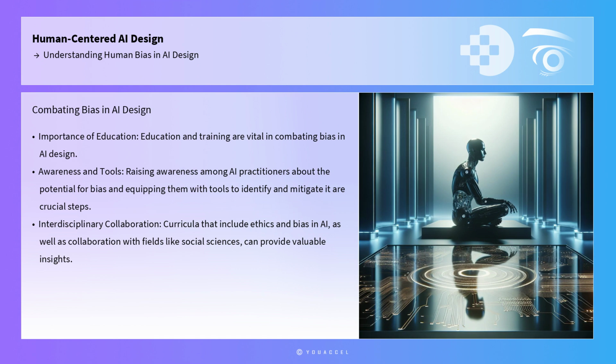Education and training are also vital in combating bias in AI design. Raising awareness among AI practitioners about the potential for bias and equipping them with the tools to identify and mitigate it are crucial steps in creating ethical AI systems. Curricula that include ethics and bias in AI, as well as interdisciplinary collaboration with fields such as social sciences and ethics, can provide valuable insights into the societal impact of AI technologies.